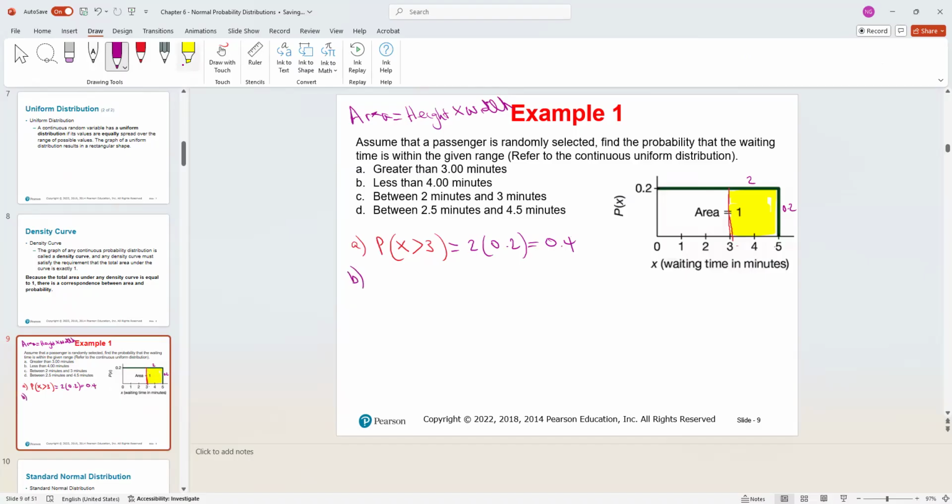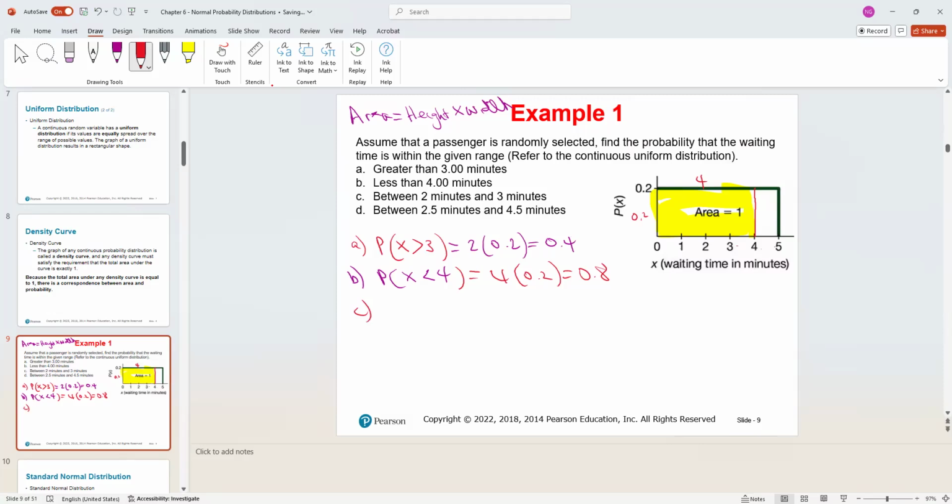Now for B, the probability that X is less than 4. I'm going to erase this, and you can see what we're going to do. We said less than 4, this is 4. So if it's less than 4, this is the area we're looking for. What is the height and what is the width? The height is still 0.2. The width is 1, 2, 3, 4. So we're going to do less than 4. That will be 4 times 0.2, which gives you 0.8. I hope you see that.